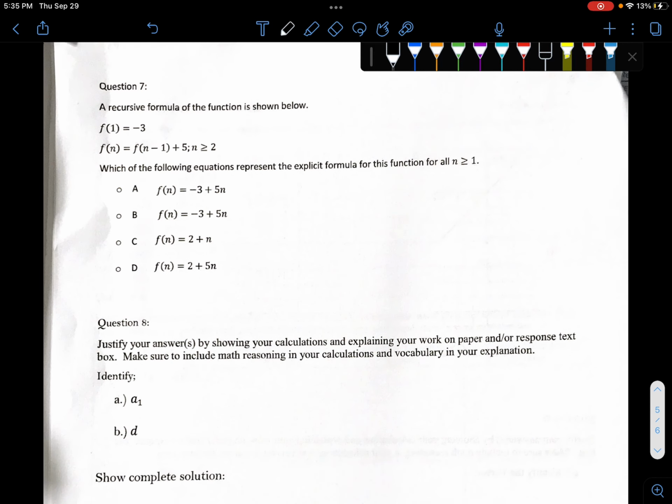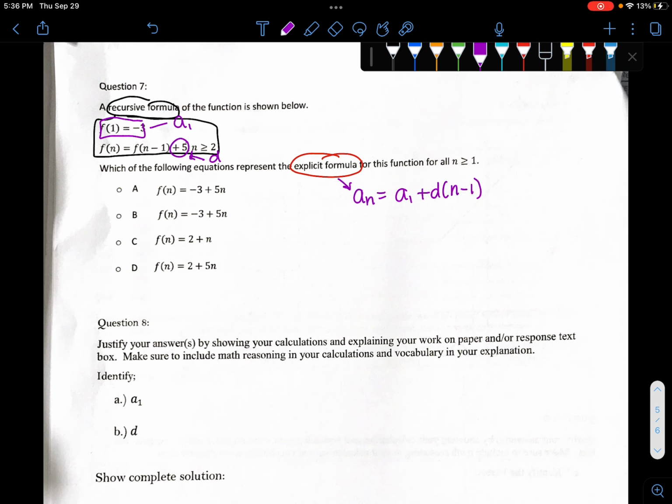Okay. All right, this one you have to memorize the formula. A recursive formula is given to you. We need to find the explicit formula. So this right here, F1 is my A1. This 5 right here is my common difference. My explicit formula is AN equals A1 plus D times N minus 1. You need to memorize this for the test.